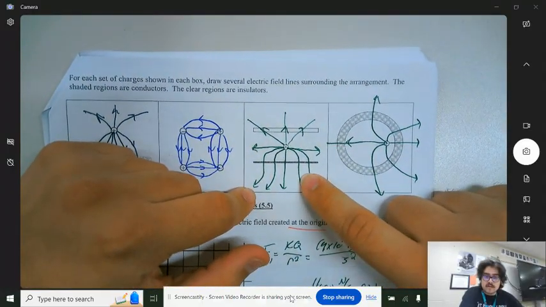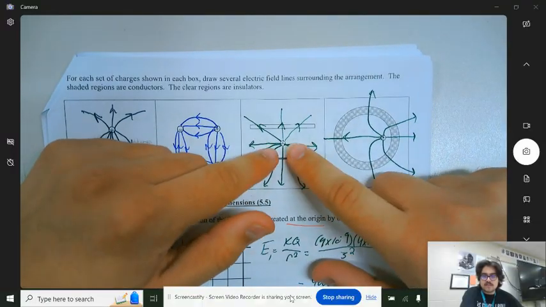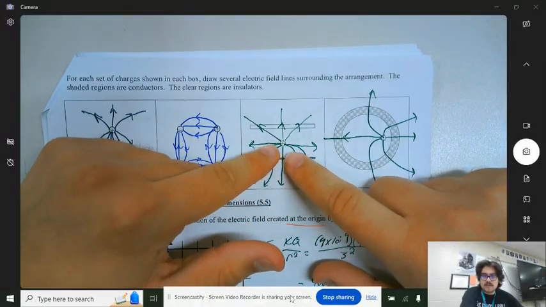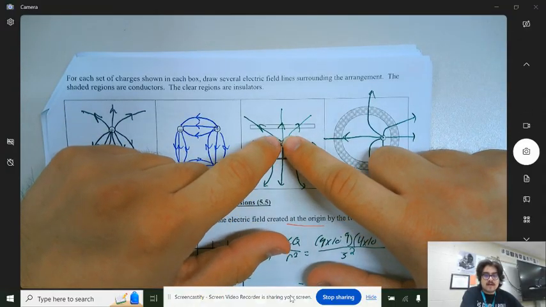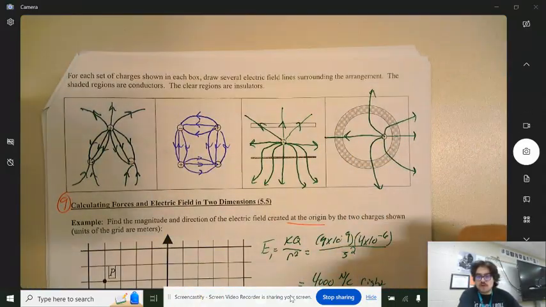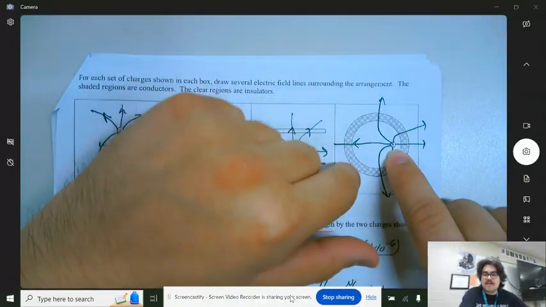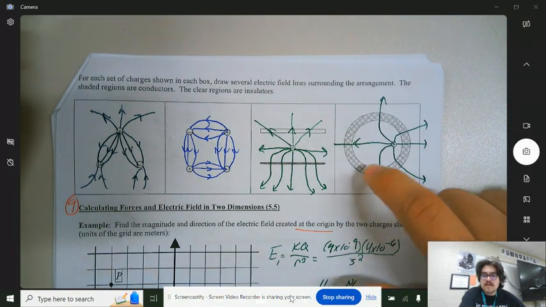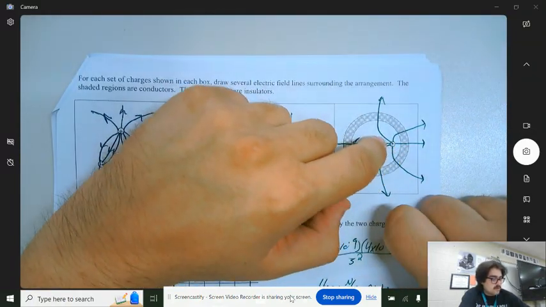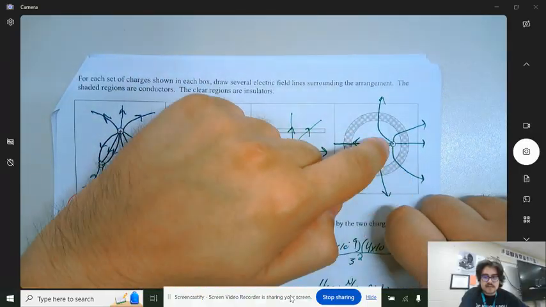Here, notice that in the bottom lines, they are reorienting themselves so they intersect perpendicular with the conductor. However, with the insulators, it doesn't matter. The electric field lines will just go through the insulators, no problem. They're not going to reorient themselves. And then finally, you have a charge inside of a conductor. Again, the lines reorient themselves so that they intersect perpendicular with the conductor.